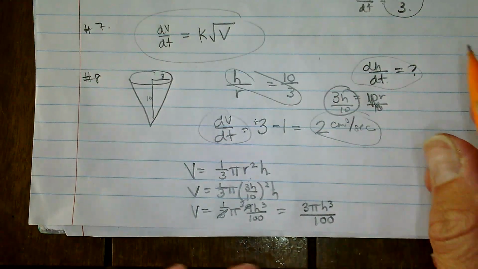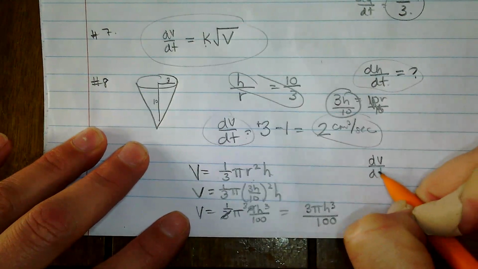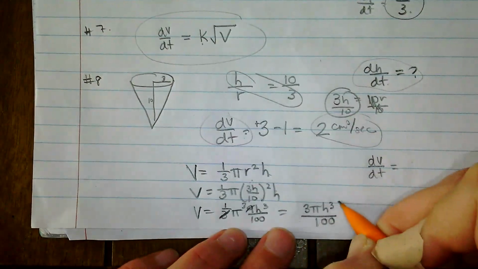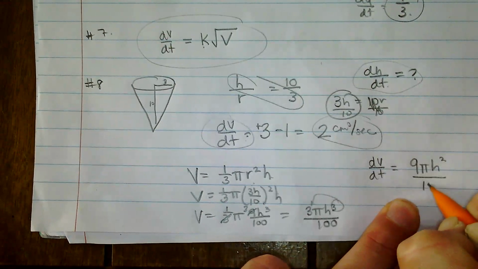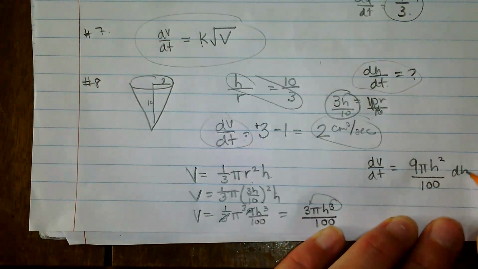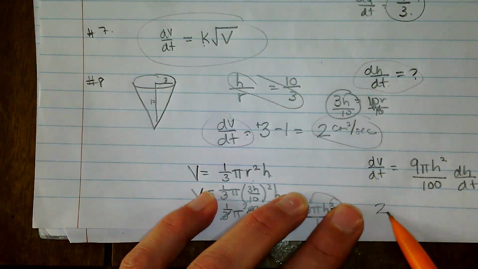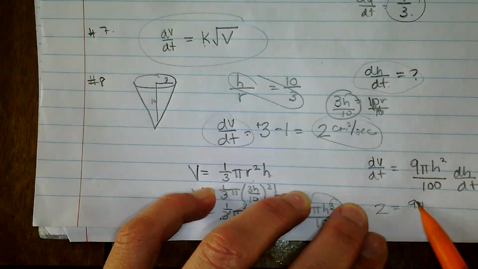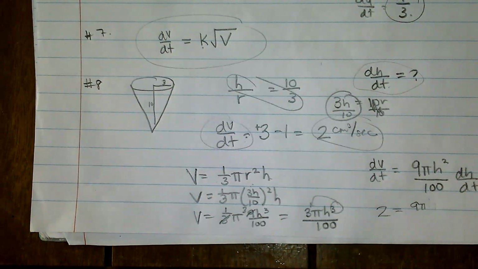Now we're going to differentiate this. So dV/dt equals, we're going to bring this 3 out in front, so that's going to make it 9 pi h squared over 100 times dh/dt. We know that dV/dt is 2. They want to know dh/dt at the moment when h is, and I forgot, so I have to pull up my... Oh no, how fast is the water level changing in terms of h?